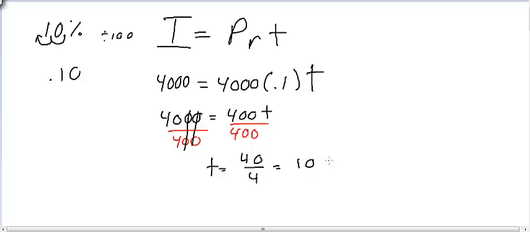So specifically, this tells me that 10 years will need to pass before I can double the initial investment, or Maria can double her initial investment, going at this rate.